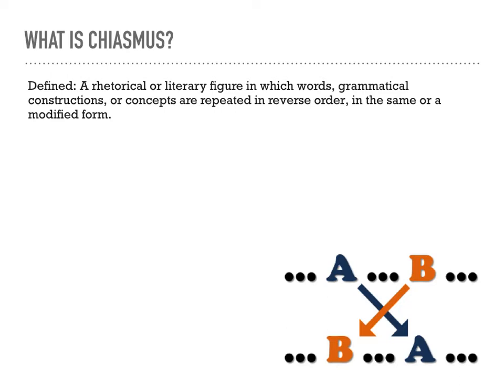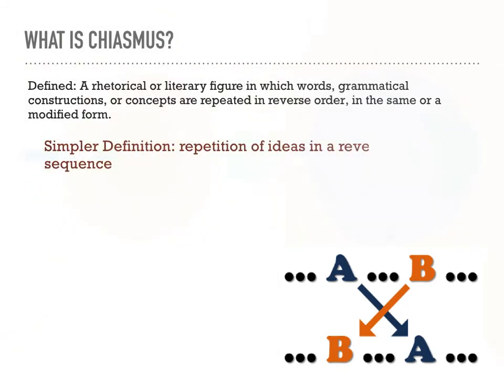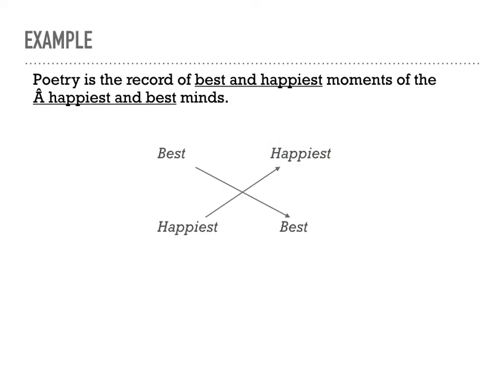Now, for our purposes, we can simplify that definition by saying that it's just the repetition of ideas in a reverse sequence. And the image down below exemplifies that. So A, B, B, A just flips it. So here's an example. Poetry is the record of best and happiest moments of the happiest and best minds. So in this example, they're using the words best and happiest and flipping them, which as you can see below is using the X technique, which I will teach you in just a moment. The sentence reads best and happiest and then flips it to saying happiest and best.